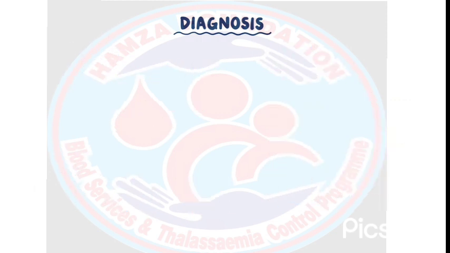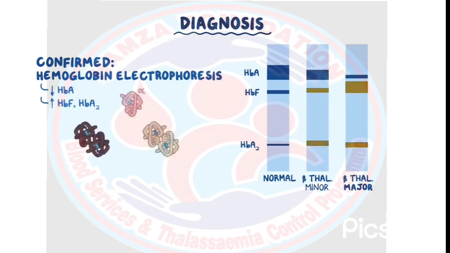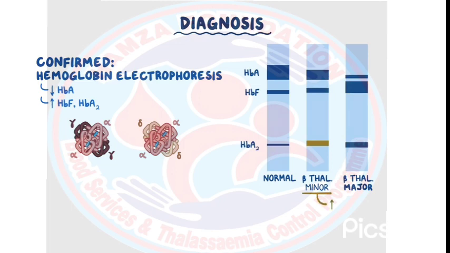Finally, the diagnosis is confirmed with hemoglobin electrophoresis, which shows low amounts of HbA, but an increase in HbF and HbA2 levels, which are formed when excess alpha chains start binding to gamma and delta chains. In beta thalassemia minor, there's usually an increased HbA2 level, greater than 3.5% on gel electrophoresis.